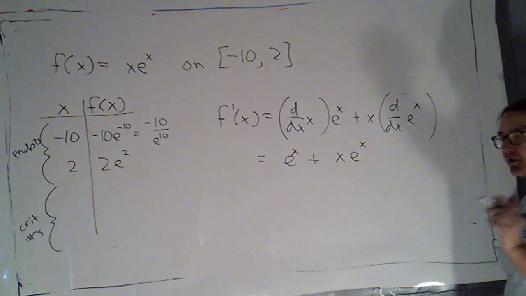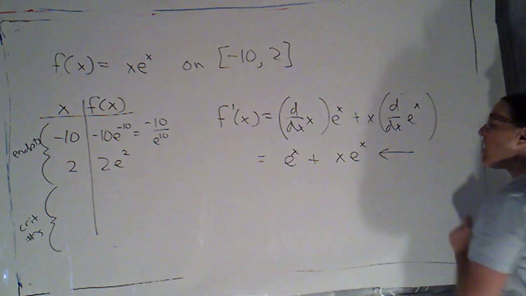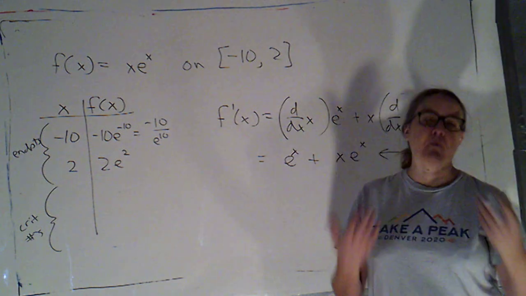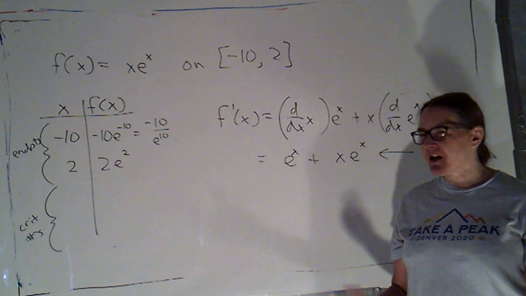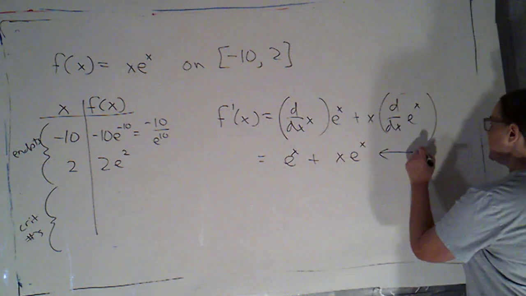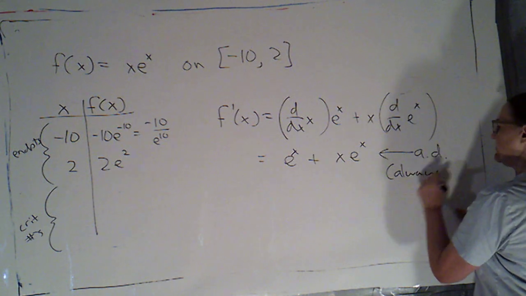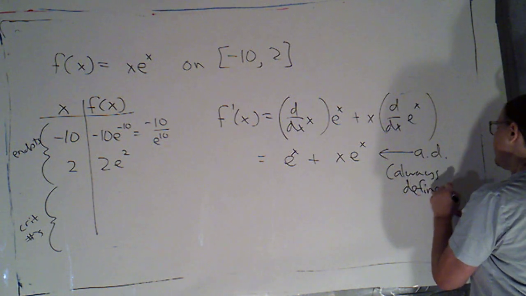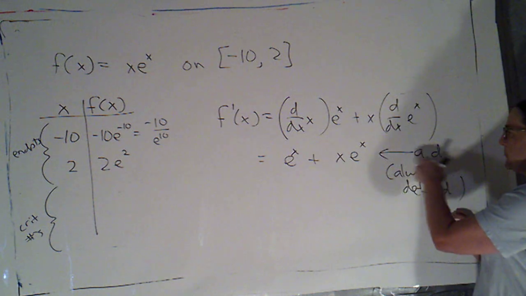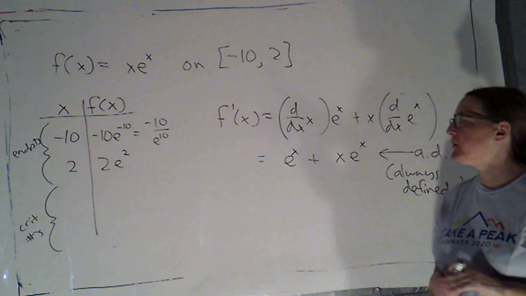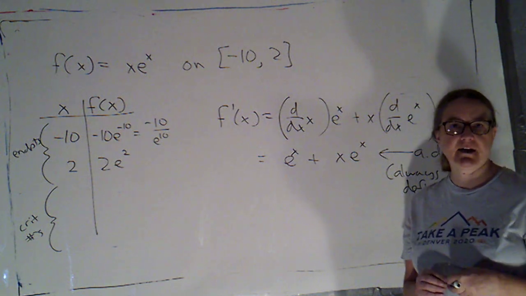Now, when I'm looking for critical numbers, I always look for places where it's undefined first. The reason is that's rare. A lot of times we're going to get something like this, where this is always defined. AD is the abbreviation I'm going to use for the rest of the semester. That means always defined. By writing that, I'm indicating to myself that I looked, I checked, and I don't have any critical numbers because the derivative is undefined.